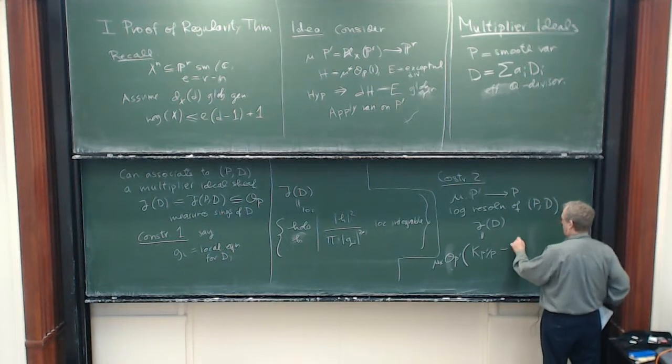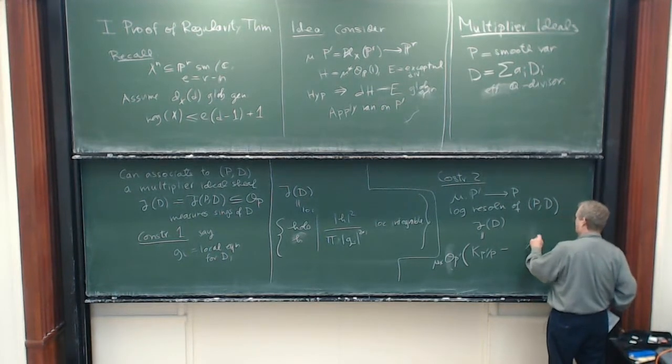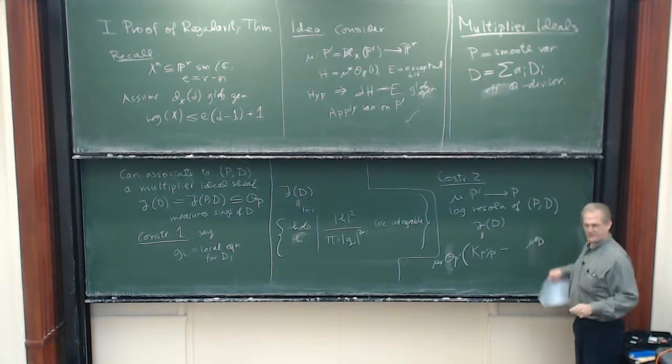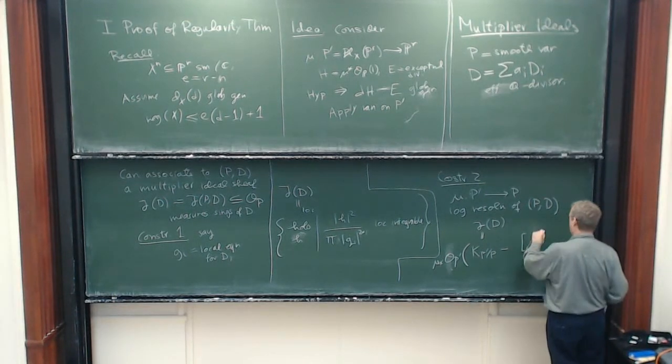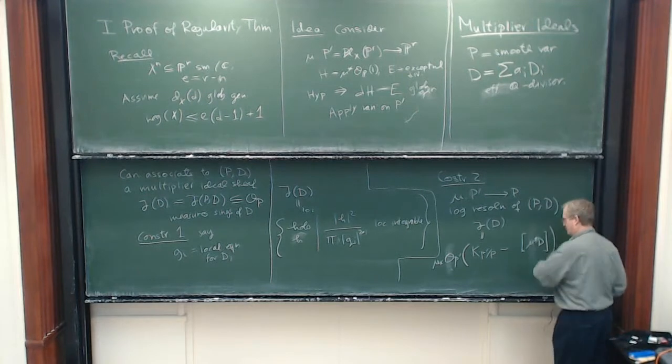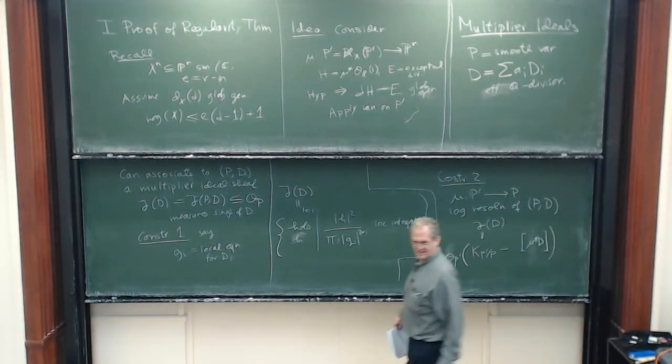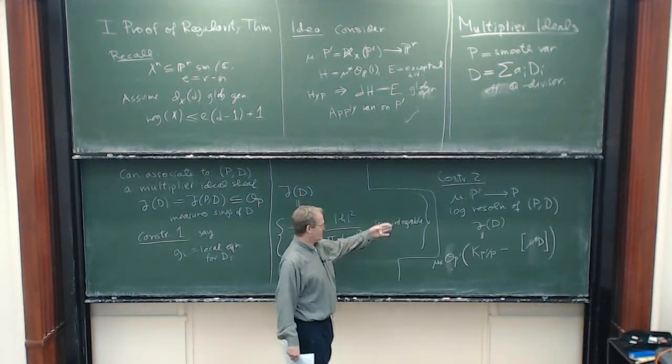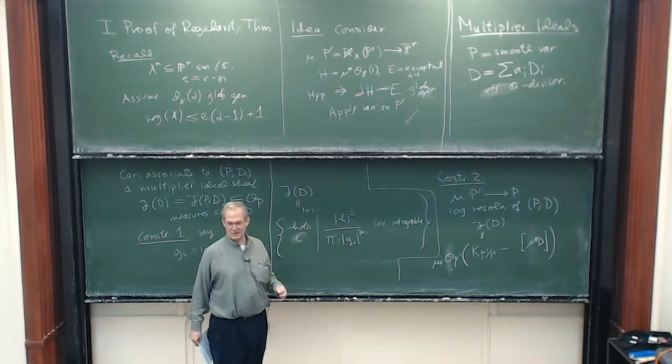And then what I'm going to do is pull back D. So this is some Q divisor upstairs, and then I take its integral part and I subtract it. So it's not the most intuitive definition, but we'll do some examples in a second, and you'll see how it works.